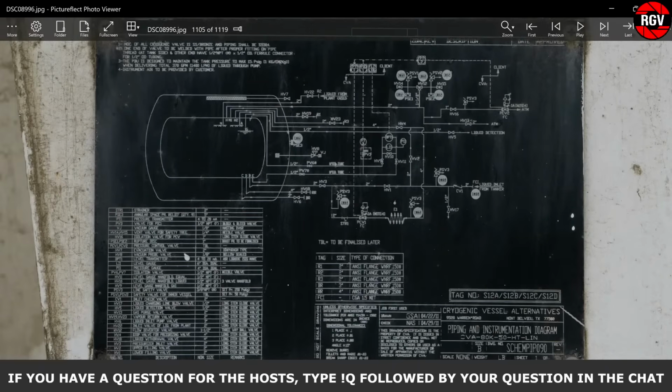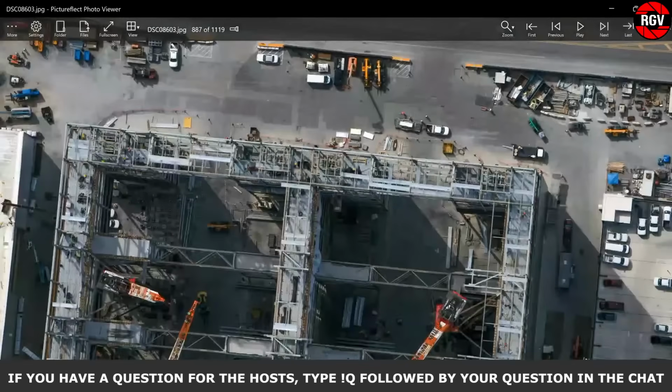I'm surprised the water tanks are still sitting there as well. So, what Alex had brought up.